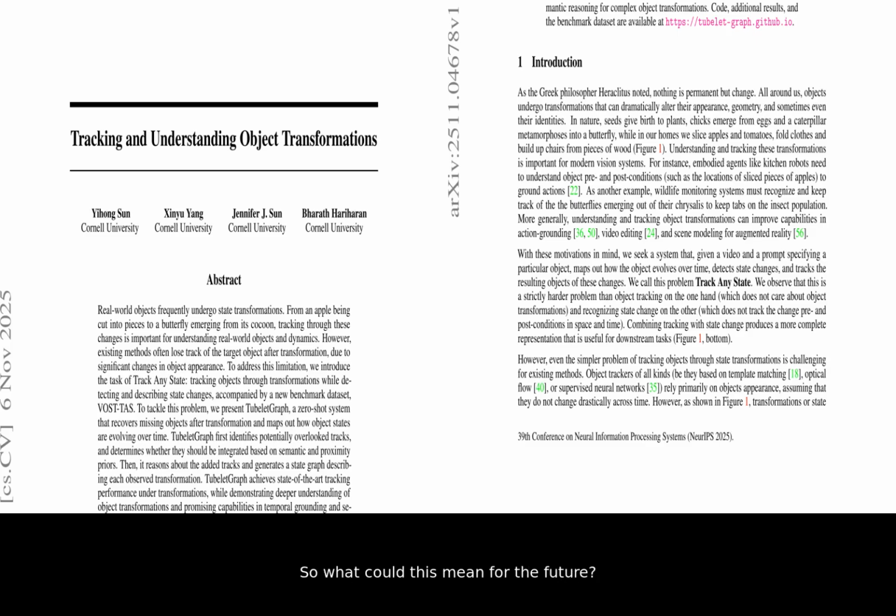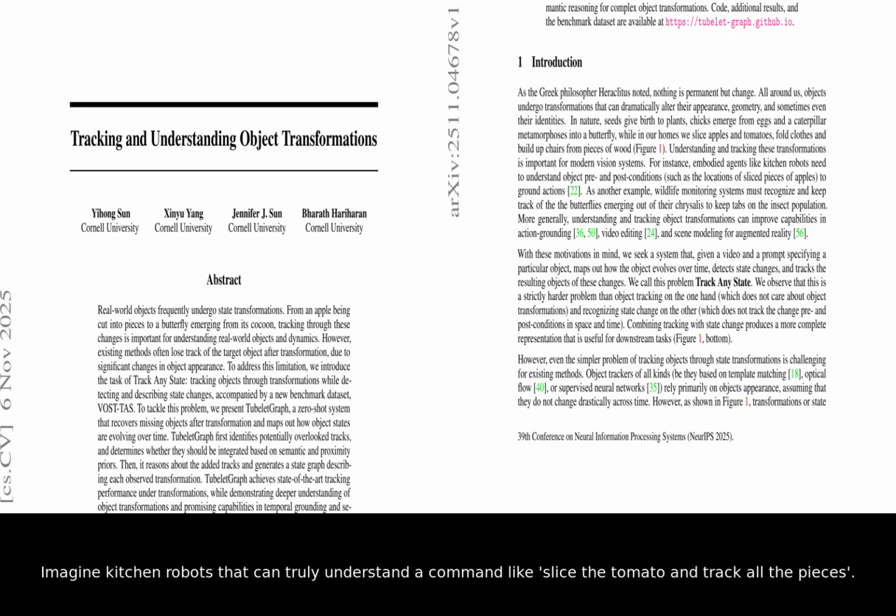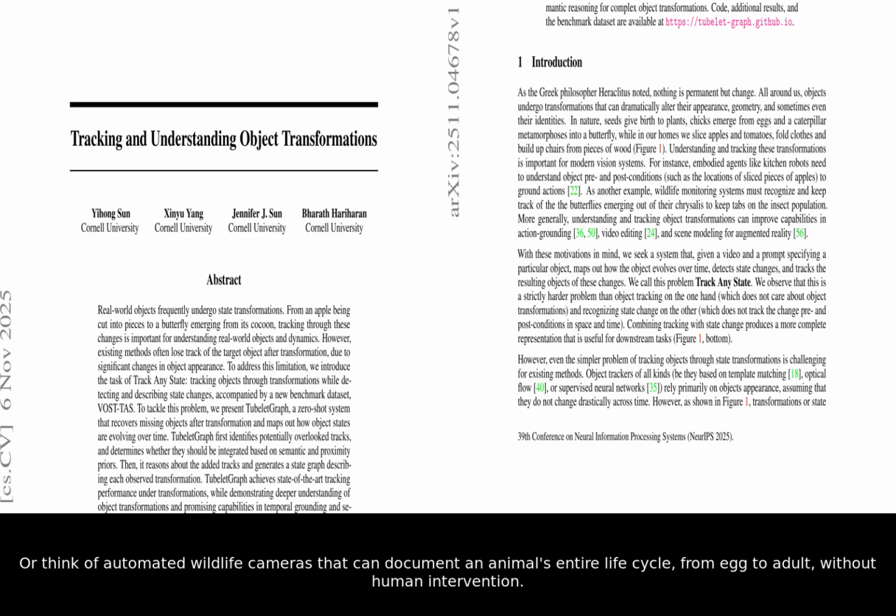So, what could this mean for the future? Imagine kitchen robots that can truly understand a command like, slice the tomato and track all the pieces. Or think of automated wildlife cameras that can document an animal's entire life cycle, from egg to adult, without human intervention. This research is a big step towards creating AI that doesn't just see the world, but actually understands its dynamic and ever-changing nature.